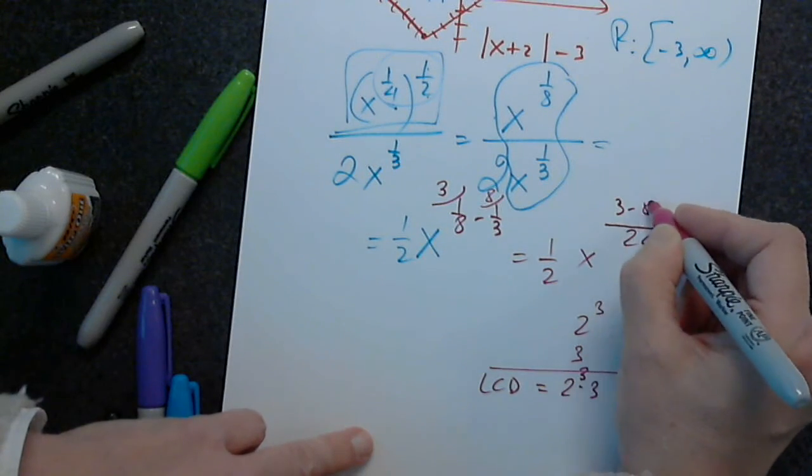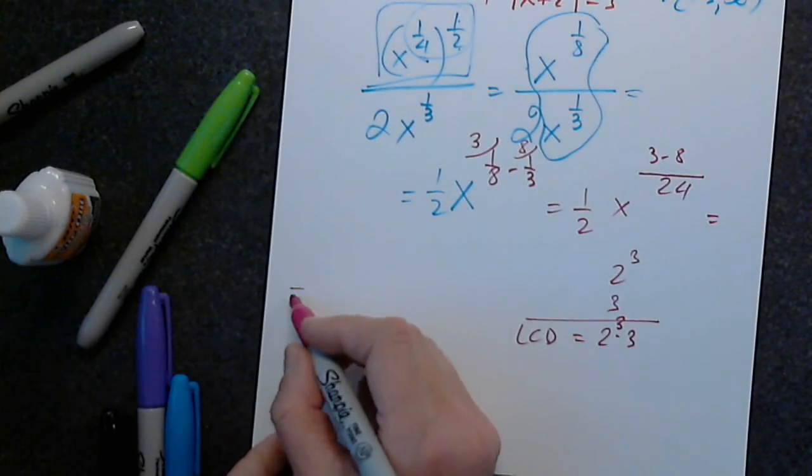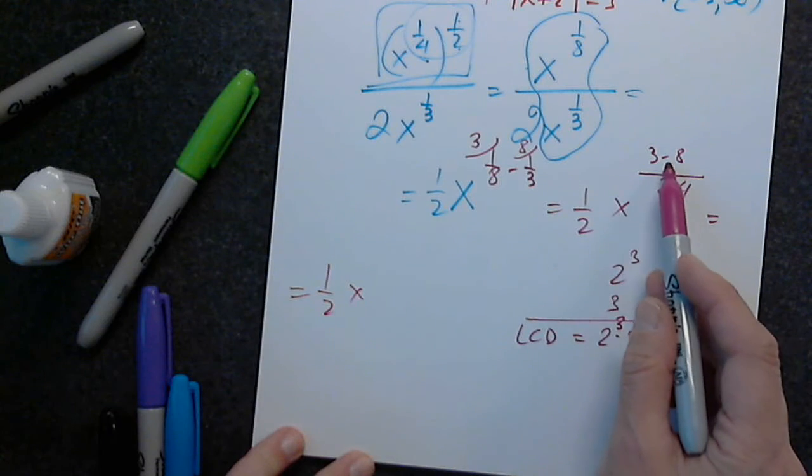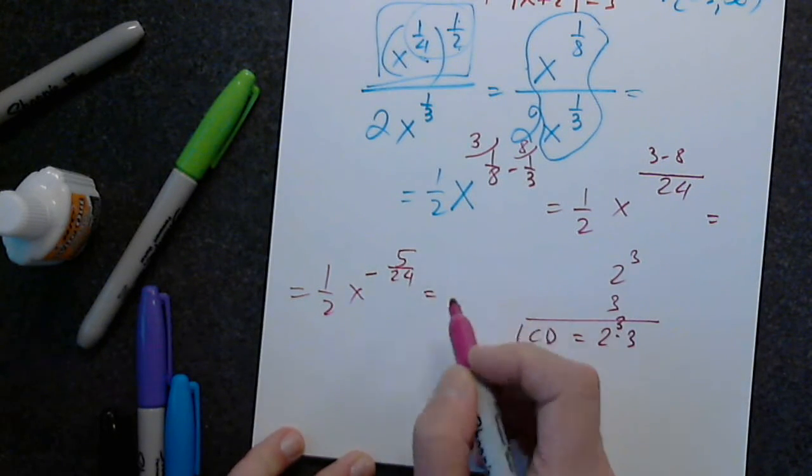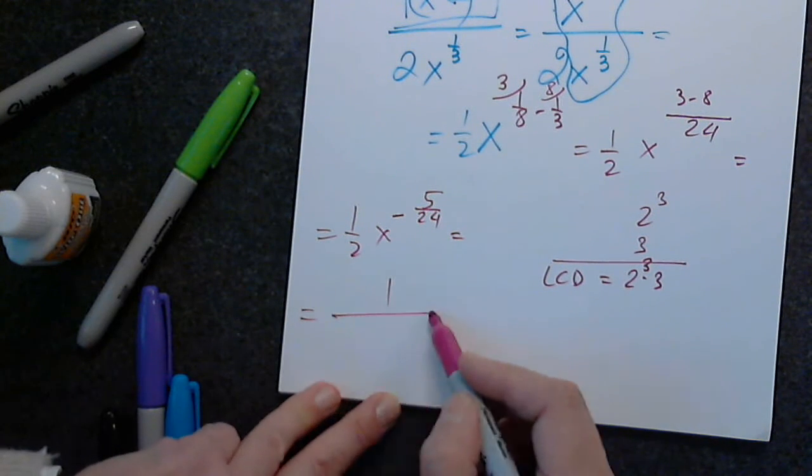So then 3 minus 8 is -5/24. We don't like negative exponents in the final answer.